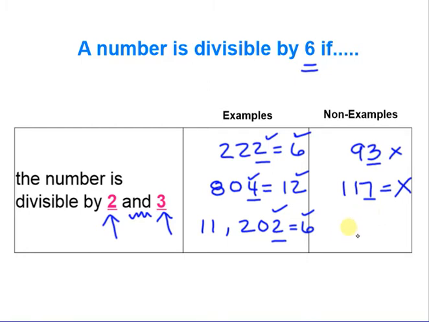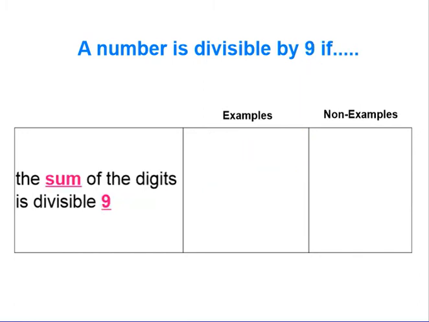Let's see, another one. We can do 9,803. Again, not ending in an even number, and so automatically we know that is not going to work out. Okay? All right, so we're going to move on to nines now.